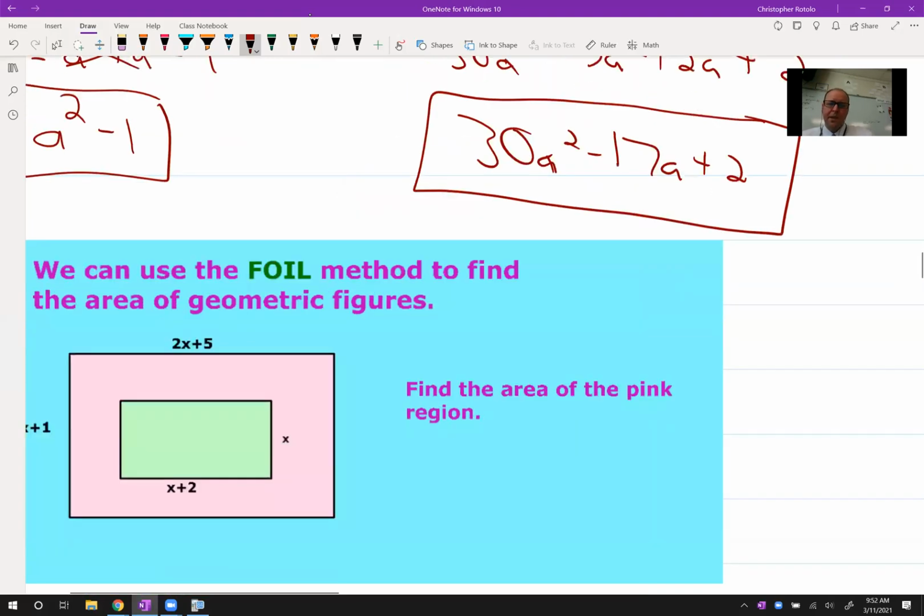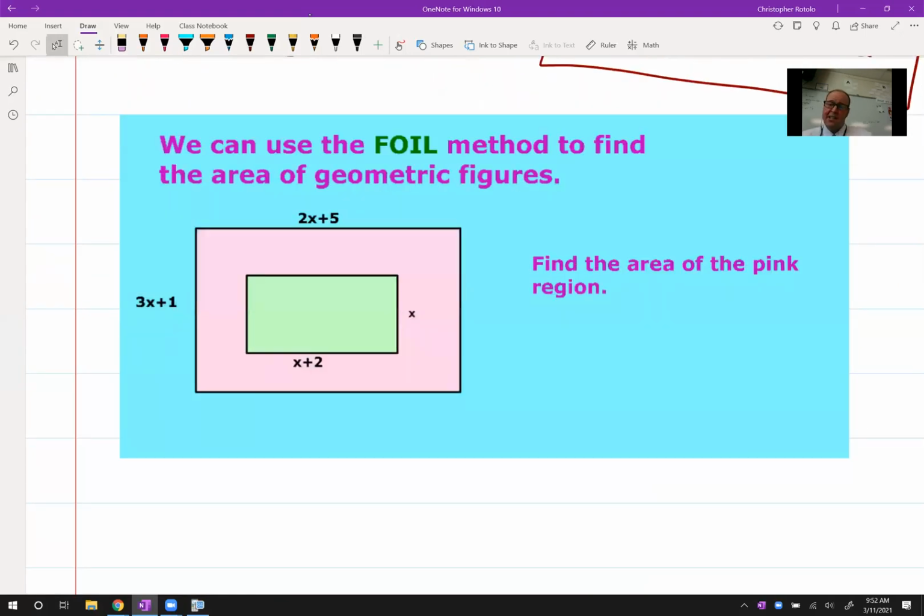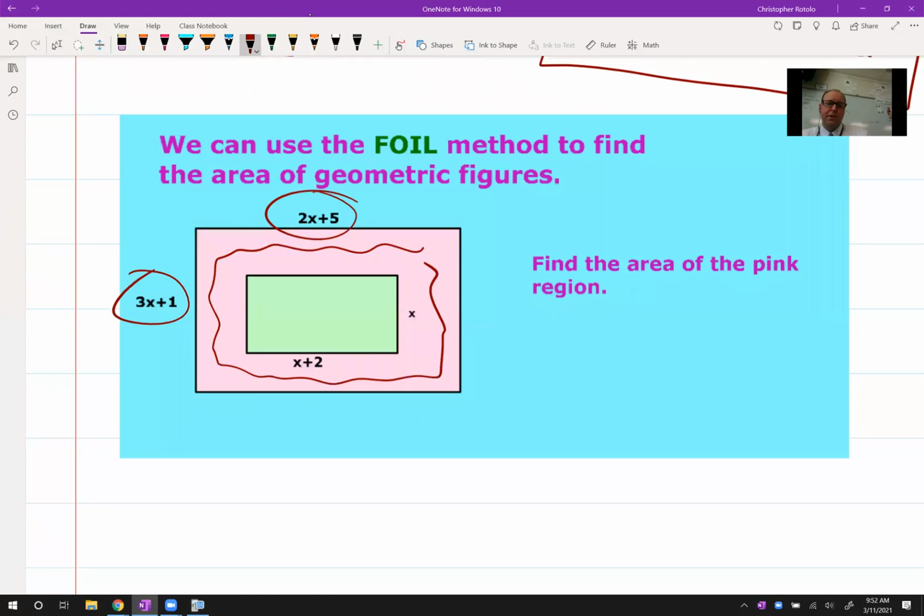All right. So we're going to combine what we're doing now, what we did the last section, and what we did to start this chapter. Okay, so what we're going to do is we're going to use the FOIL method because I want to find the area of the pink region. Okay, so that's everything in here. So what I can do is I can multiply these two together, right? I'm going to FOIL those, but what I have to do is then get rid of the green box. What's that mean in math class to get rid of? That means we're going to subtract it. So then I'd have to also multiply these to find out what to subtract.